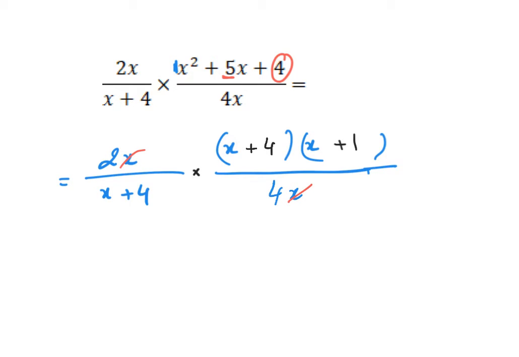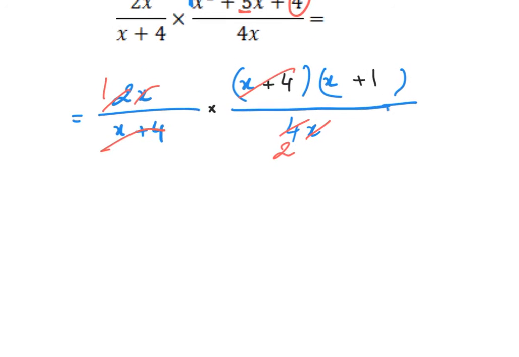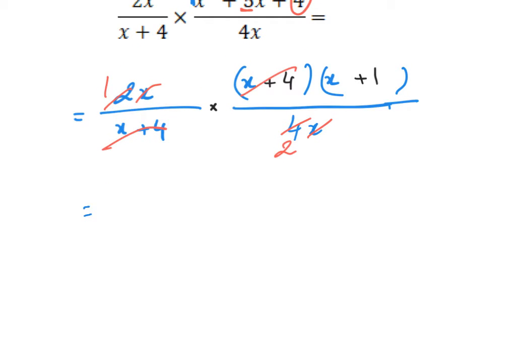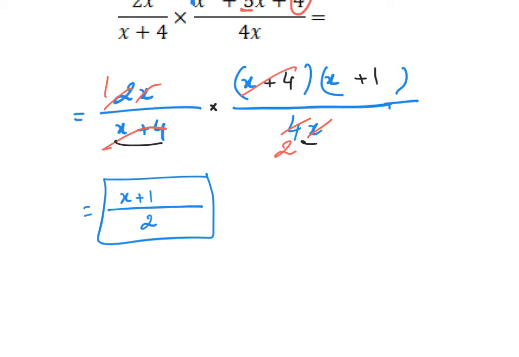And we know that 2 goes into 4 two times, so we're going to have 1 here and 2 there. And x plus 4 will be gone. So what do we have left? We're going to have x plus 1 over 2, right? And keep in mind that we have x plus 4 and 4x, and those must be different than 0.